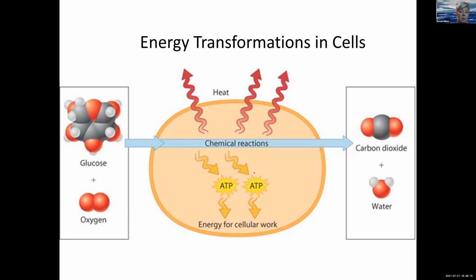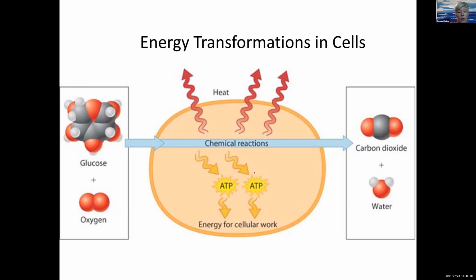So we have products of this chemical reaction. We've got carbon dioxide and we've got water. This is a balanced chemical reaction. So we've reorganized the carbons and the oxygens and the hydrogens from how they started, and we have transformed them into something different.